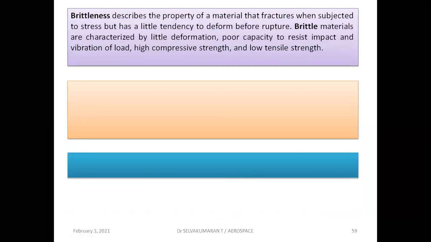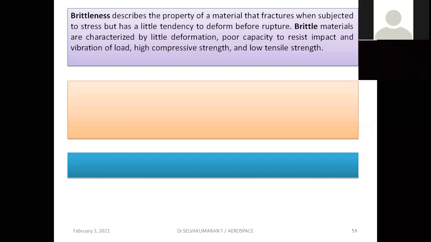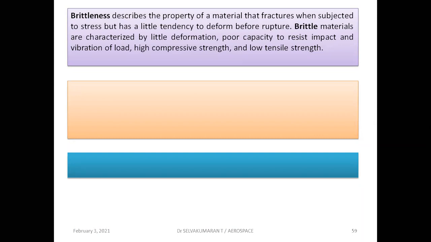Brittleness describes the property of a material that fractures when subjected to stress, but has little tendency to deform before rupture. Brittle materials are characterized by little deformation, poor capacity to resist impact and vibration of load, high compressive strength, and low tensile strength. Examples of brittle materials: bone, cast iron, ceramic, and concrete.